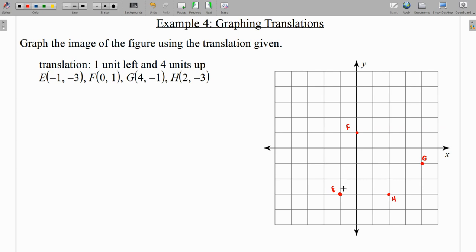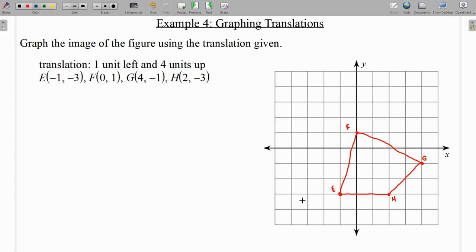Now, from here, what I'm going to do is draw in some lines that connect my points. So I have E to F. I have a line that connects F to G. I have another line that connects H to G, and then I have another line that goes from E to H. And then what I have here is this quadrilateral that I'm going to call quadrilateral EFGH. Now, that's going to be known as my pre-image there in red.